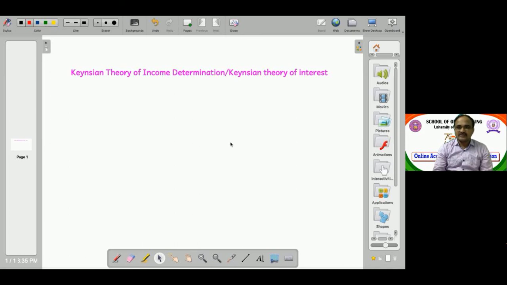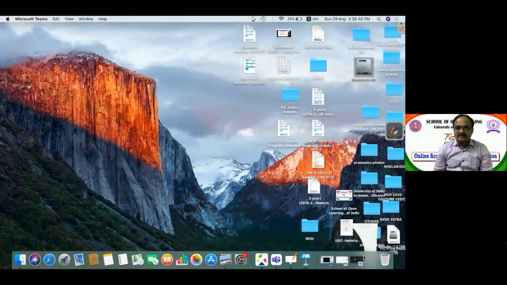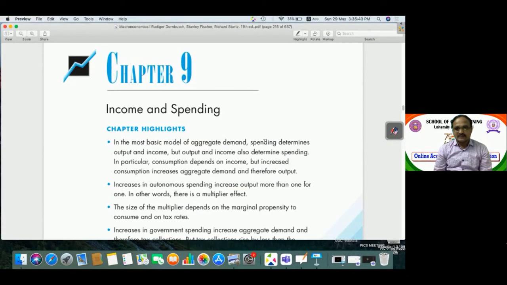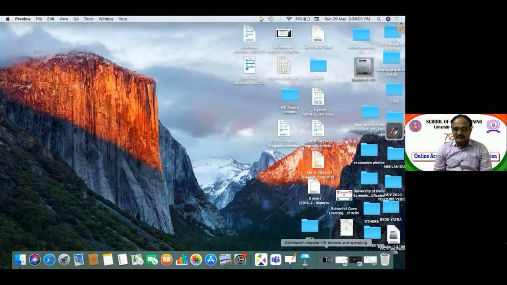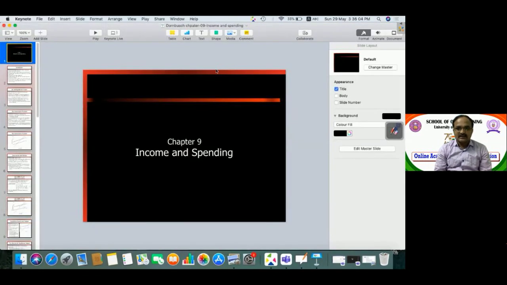And today, dear students, we are going to discuss another most important theory, the Keynesian theory of income determination. For that you have to refer to Dornbusch, chapter 9, income and spending. There is also a PPT, and on the blackboard we will discuss the factors that determine the entire output. So this is the theory.